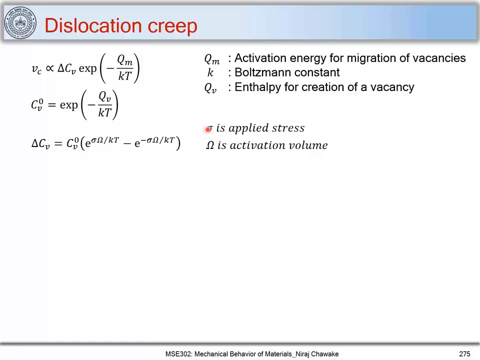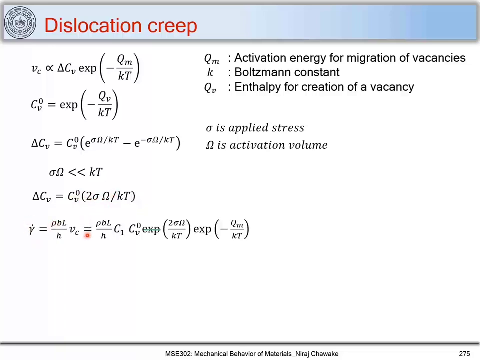And as we know, this sigma omega will be much smaller than Kt. This is nothing but an energy, a stress energy, and this is a thermal energy. During creep deformation, we don't have a stress energy much higher than the thermal energy, and thus we can safely assume that sigma omega is much smaller than Kt, and we can reduce this relation to this form, where the difference in the vacancy concentration can be written as Cv naught into 2 sigma omega upon Kt.